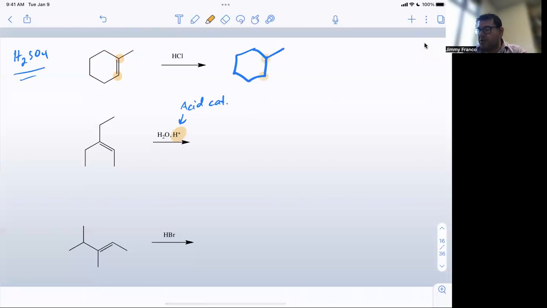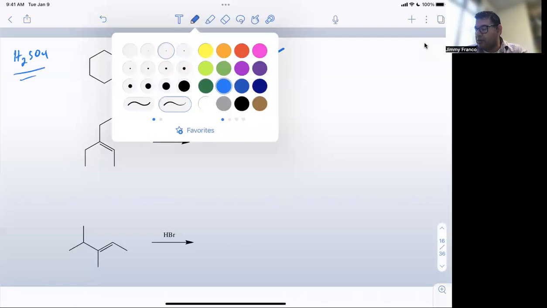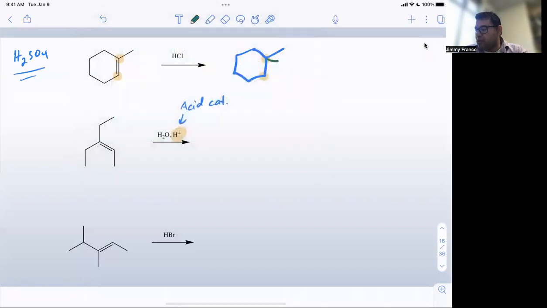We put our groups. And then remember the chlorine, let me put that in green, comes off the more substituted one. And the hydrogen gets added to the one where there was the most amount of hydrogens to begin with, right? So there had been 0 hydrogens implied here. There would have been 1 implied here.